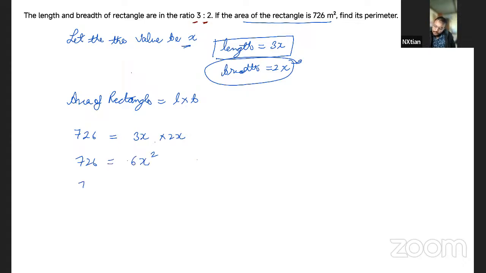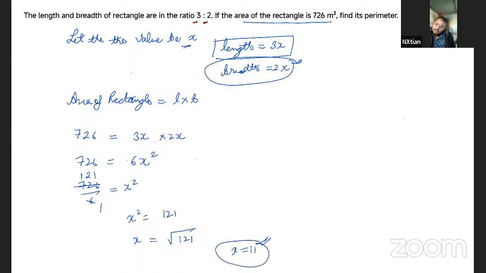So you have to divide it. 7 ones are 7, and then 1 will be there, 2s are 121. So x square is equal to 121. If I take the root of 121, it will become 11. So the value of x is 11, and the real length is 3 into x, which is 3 into 11, so it will become 33, and breadth is 2 into 11, which will become 22.